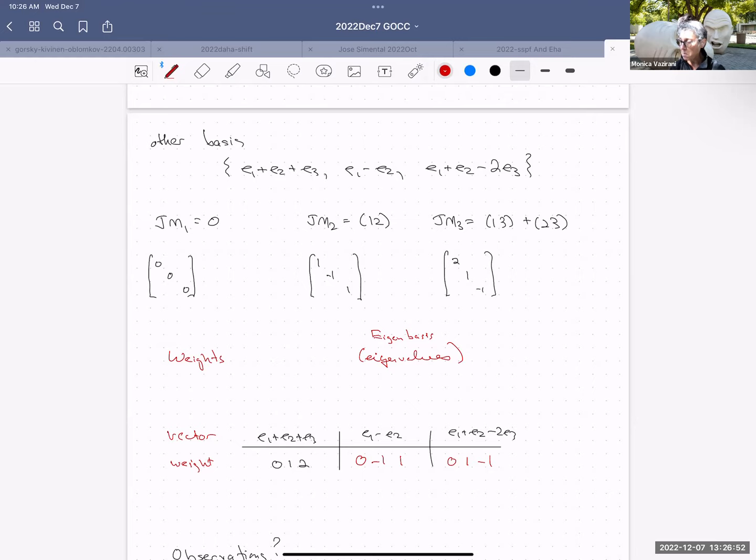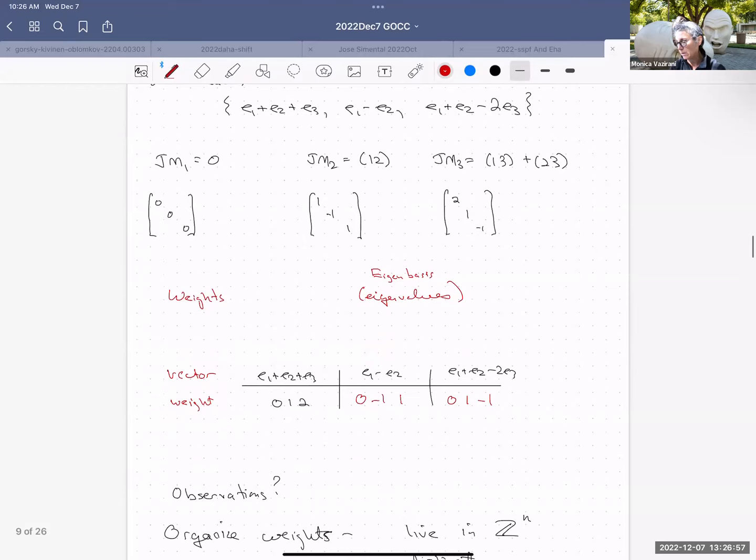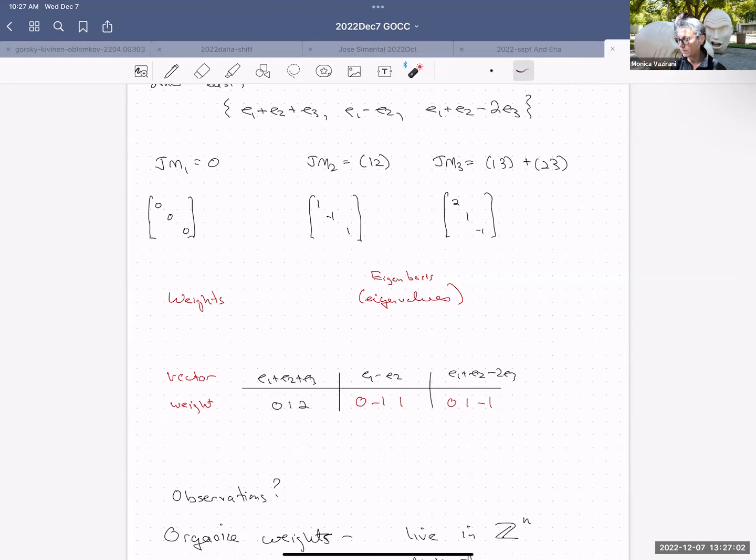I don't know, maybe nothing. Maybe. They should always start with 0. Awesome. They will always start with 0. Exactly. Well, because of this. All right. Any other observations?